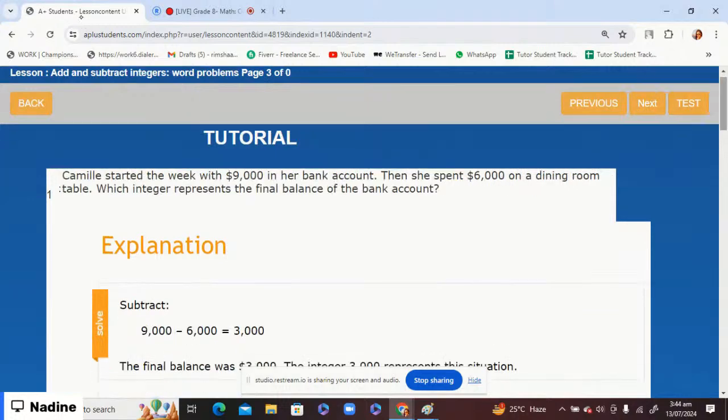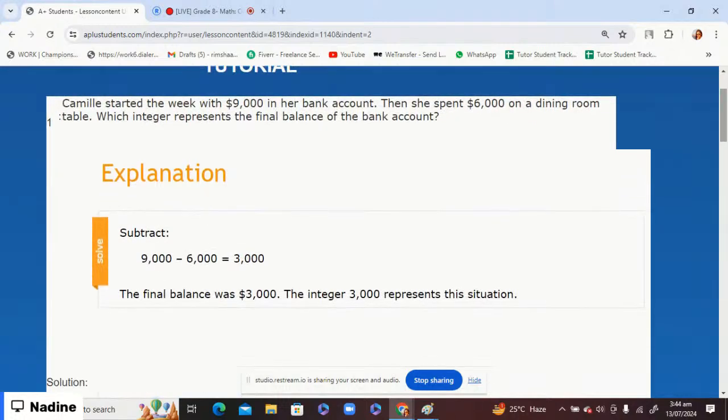So okay, Kamal started the week with 9,000 in her bank account. Then she spent 6,000 on dining room tables. Which integers represent the final balance of the bank account now? Total balance is 9,000. She spent 6,000. And now what's the balance left? Just simply 9,000 subtraction 6,000. When you subtract, then you get the answer.